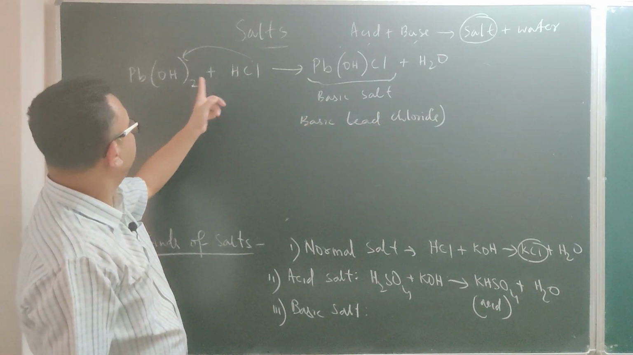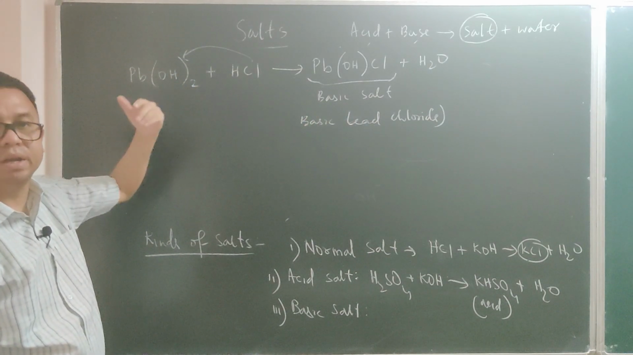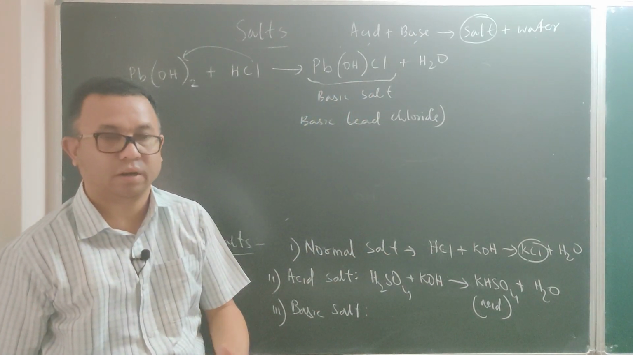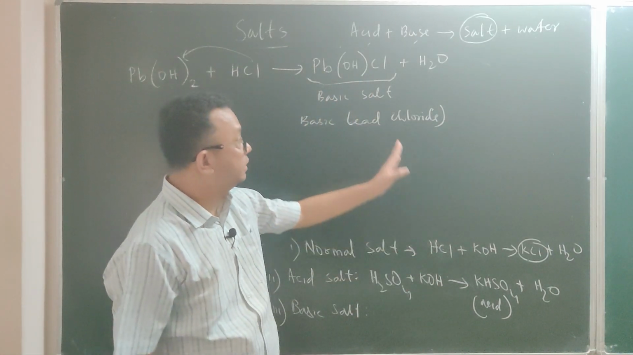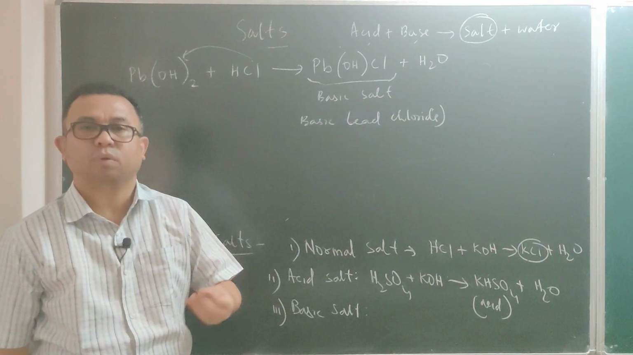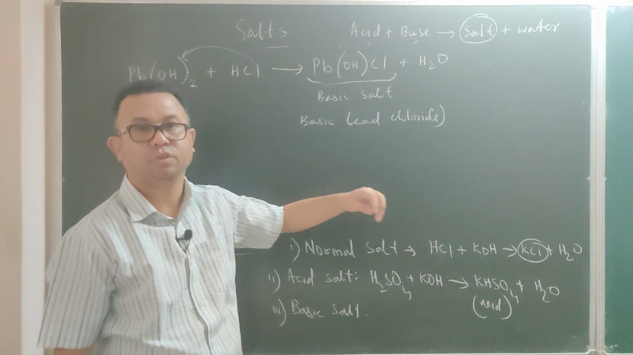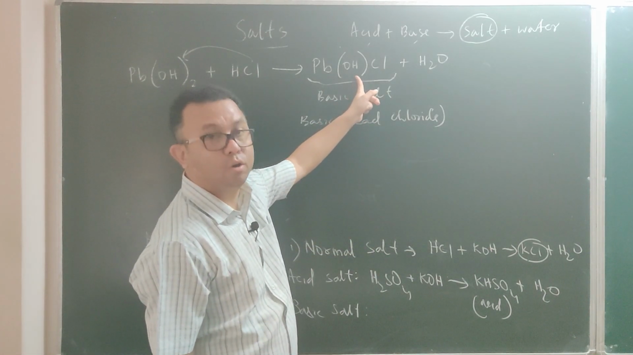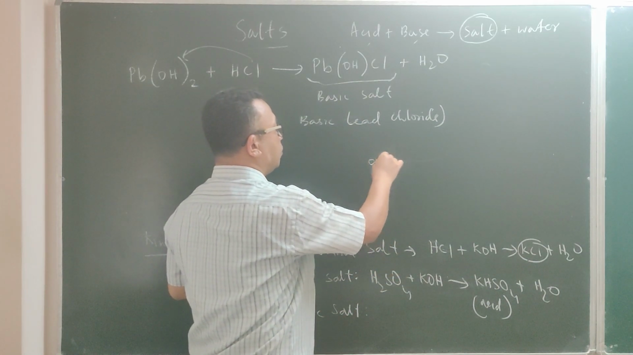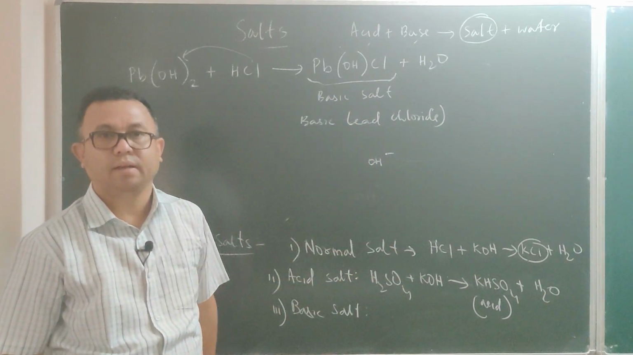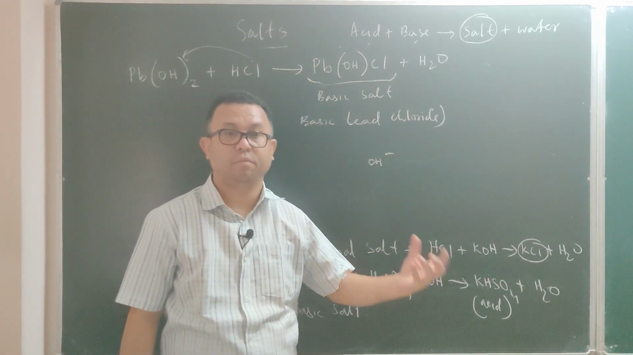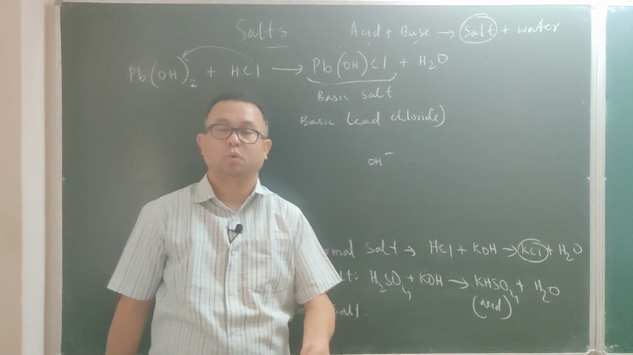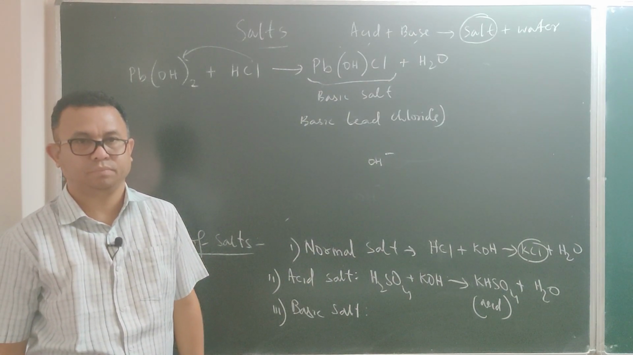In the same way, there are so many others where more than one OH is there. So when incomplete replacement of OH takes place, such a salt is called a basic salt. Like an acid salt showing the property of acid, in the same way a basic salt will show the property of a base. Why? Because when you dissolve this in water, it will dissociate and ionize to give hydroxyl ion as one of the ions. Since one of the ions produced will be hydroxyl ion, and the characteristic property of a base or alkali is hydroxyl ion, that is why it shows the property of a base.